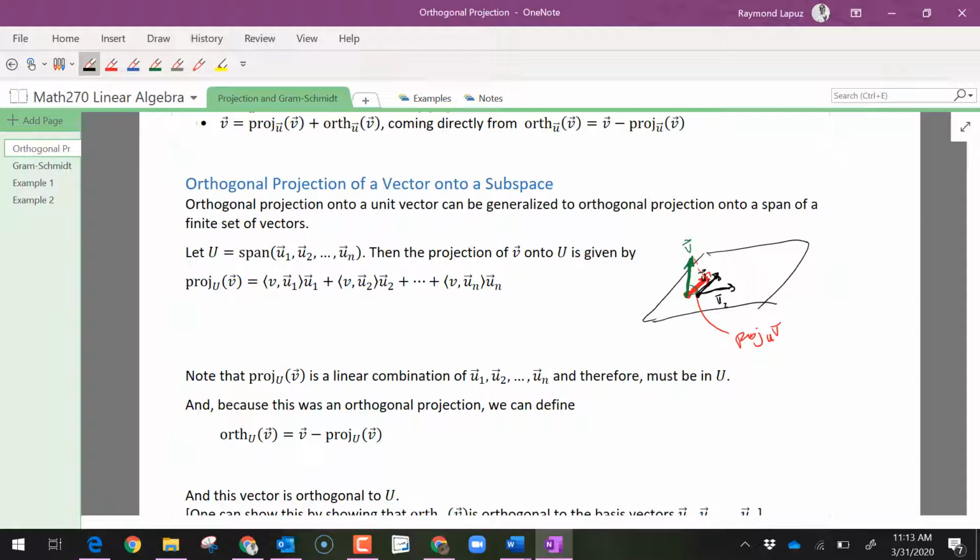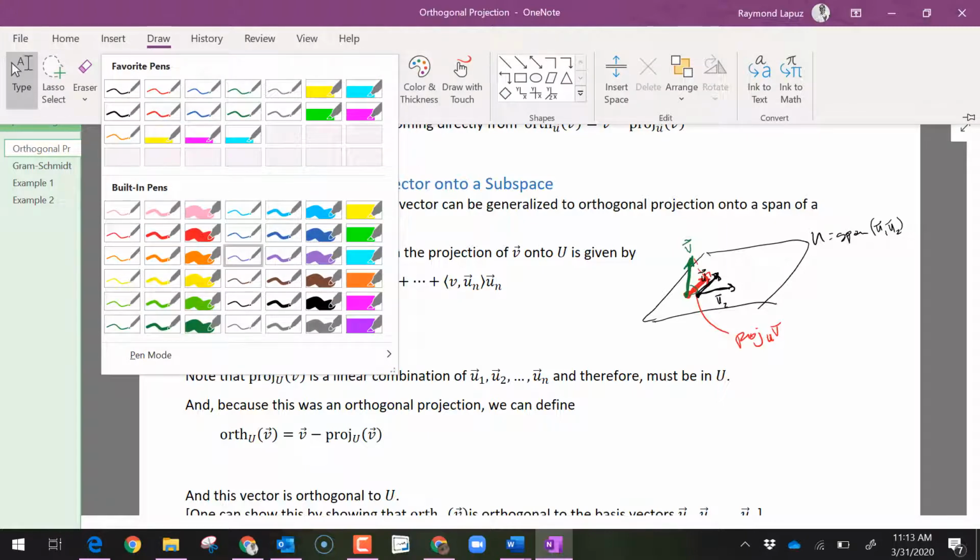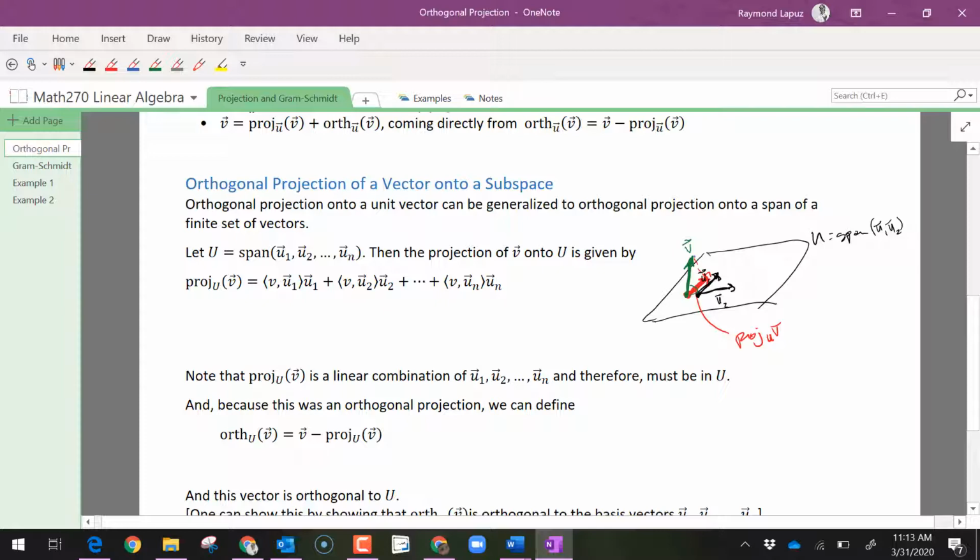And again, we're talking about U as a span of U1 and U2 vectors. So that's the projection. Now, if we do the subtraction, the same subtraction that we did, then we will get ourselves a vector that is perpendicular to the plane.